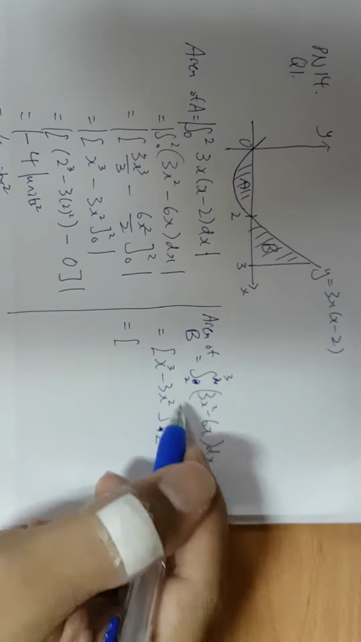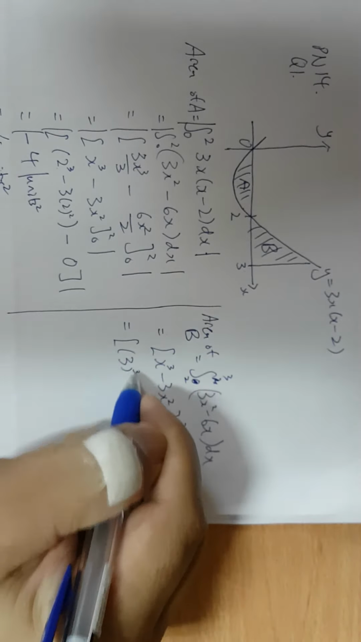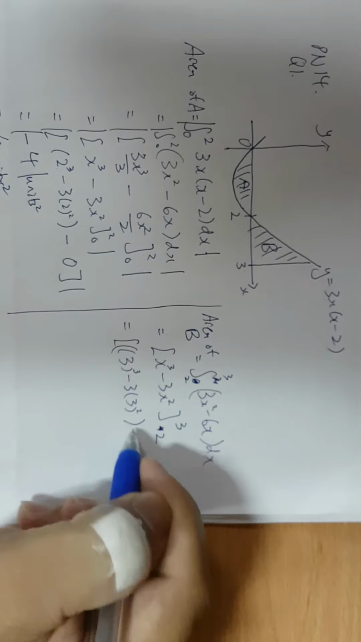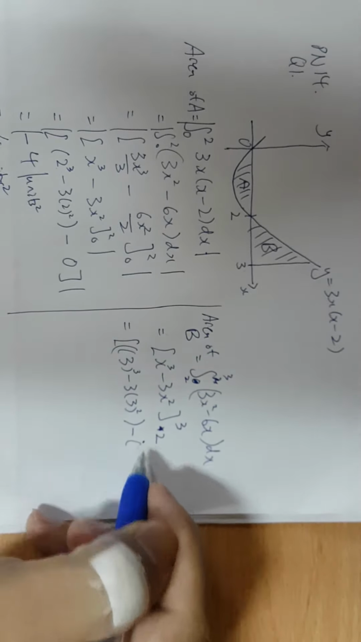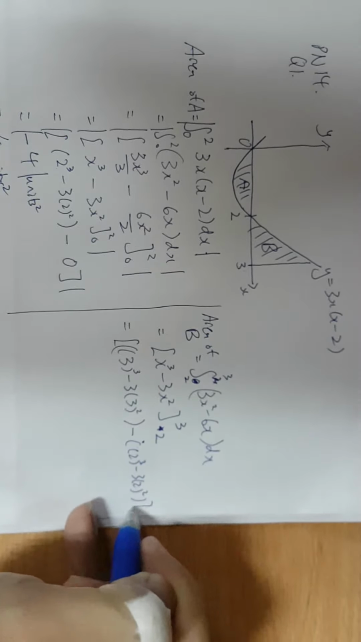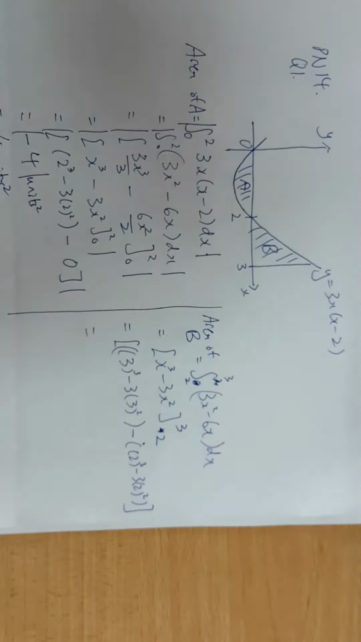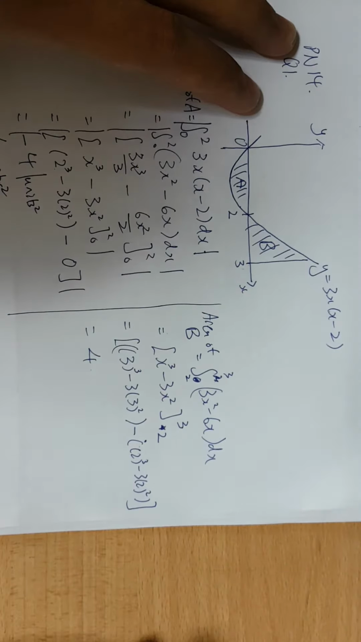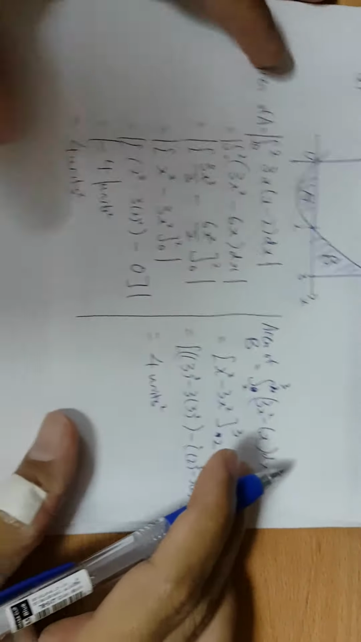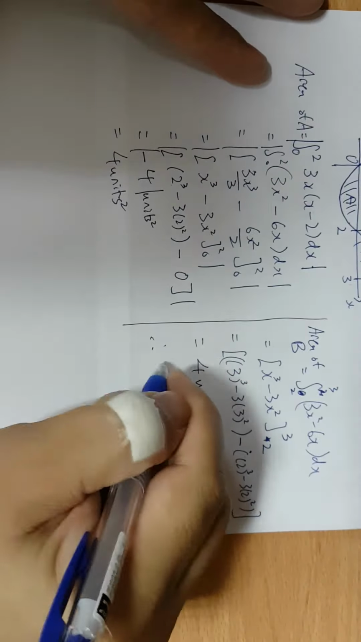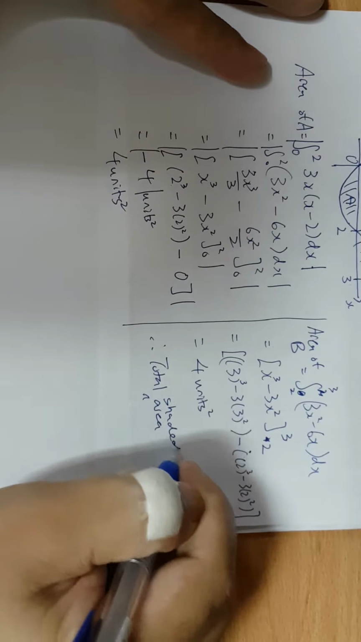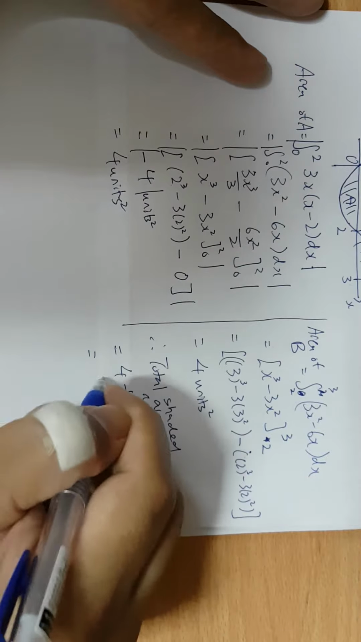Okay, so substitute in 3 cubed minus 3 times 3 squared, minus 2 cubed minus 3 times 2 squared. You press your calculator, and you get 4 unit square. So therefore the total area or shaded area is equal to 4 plus 4, which is equal to 8 unit square.